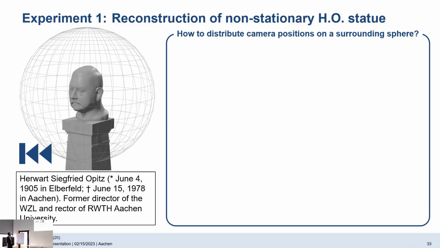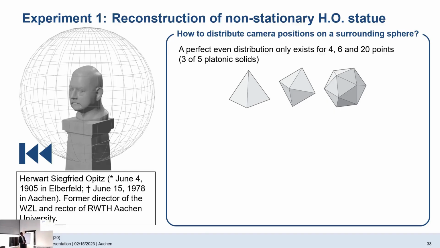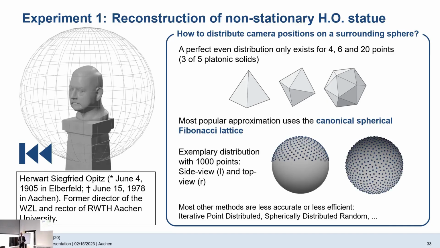And a typical approach would be just to use the crossing points of these geodesic lines here. I think we use this approach also on the shop floor for our scan box. However, then we would have a higher density of images at the poles and a lower one at the equator. And we again search for a kind of an even distribution here. But we have to say a perfect even distribution only exists for 4, 6, and 20 points, represented by 3 of the 5 Platonic solids. In all other cases, we can only approximate an even distribution of points.